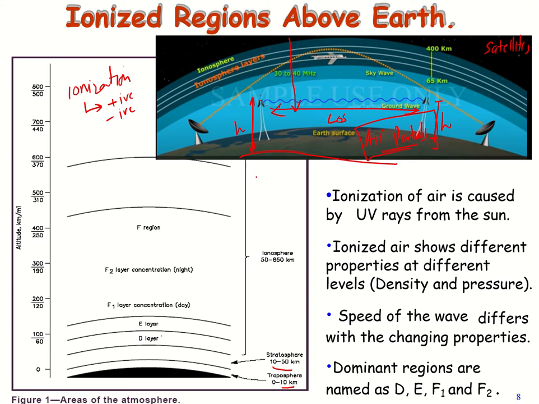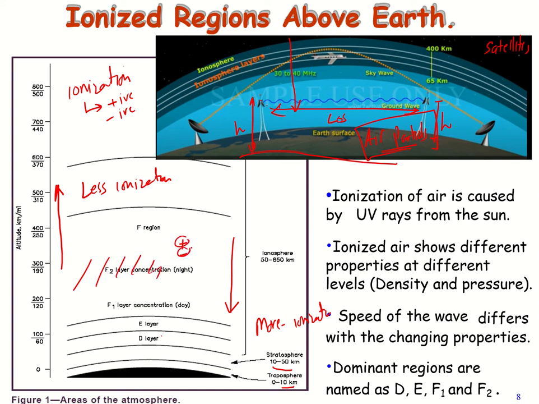As we move towards the earth, because we have more air particles, we will have more ionization. As we move above, because we have more ultraviolet rays, their density will be high, but we will have less ionization. So in this region we have the ionized particles, positive and negative.